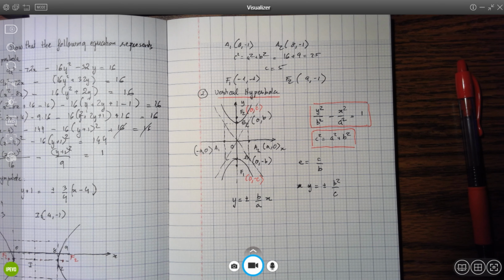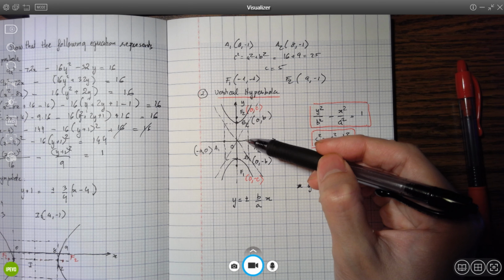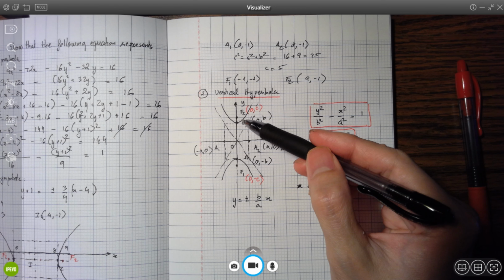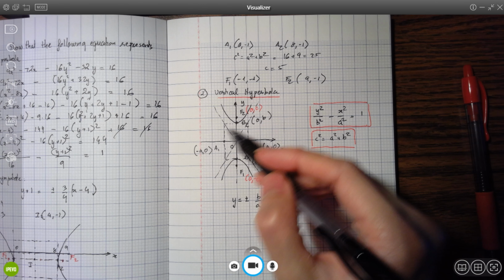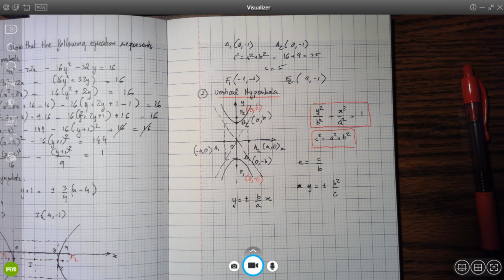Yes, it will be b over a, still the same. The asymptote is the same, nothing changed for the asymptote. It makes sense, because this is slope, rise over run. The rise is always the b, a is the x, so it makes sense. It's always the same for the vertical hyperbola.